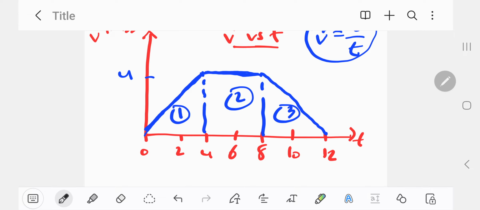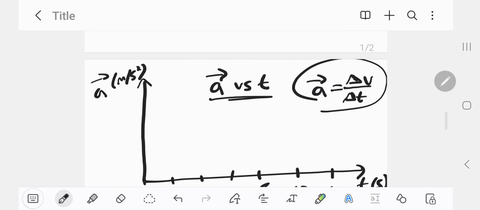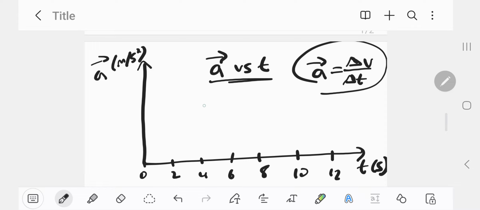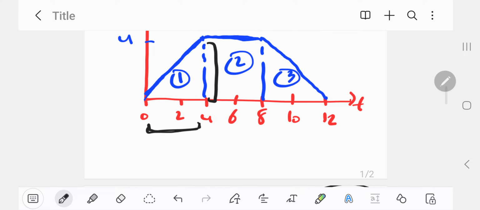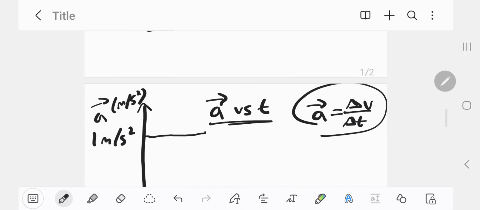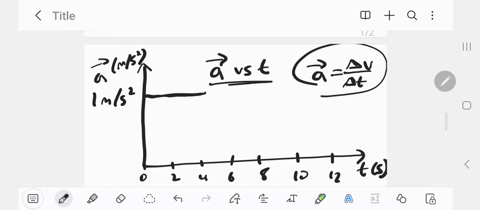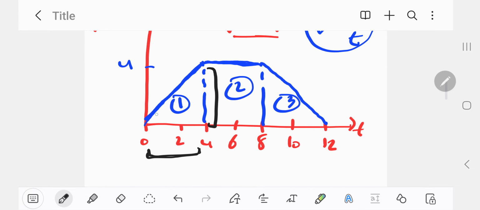So the gradient of region 1, rise over run: the rise is 4 and the run is 4. 4 divided by 4 is 1, according to this formula. So the acceleration is 1. Between 0 and 4 seconds, it is 1 meter per second squared. Now, I'm leaving out the other numbers on the y-axis just to keep things simple for now, but I'm sure you know how to go up by a suitable scale. So 1, it's a flat line. If something's moving with increasing velocity over time, it's accelerating, with constant acceleration like this.